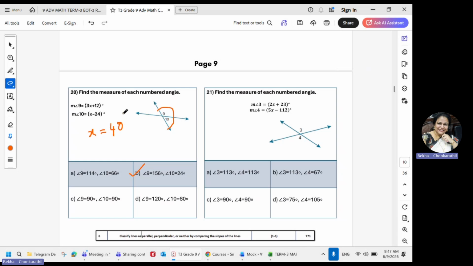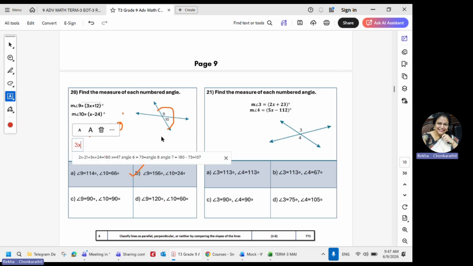What is the equation you have used? You add them to 180. Okay, you want me to write that step? 3x plus 12 plus x minus 24 equals 180, because angles 9 and 10 form a linear pair. So you get x equals 48. Substitute the value of x in these two to find the values of angle 9 and angle 10.